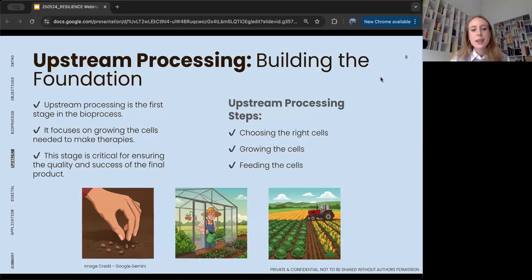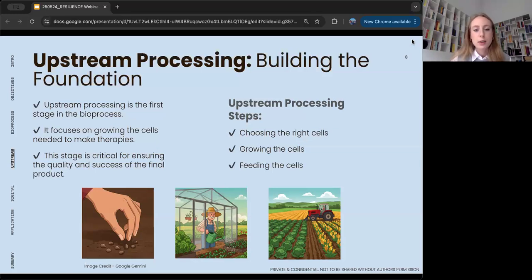So upstream processing is the foundation of the entire bioprocess and is critical because the quality of the cells directly impacts the success of the final product. So here on the right-hand side, we have some of the main stages that are included in upstream processing, starting with choosing the right cells. We carefully select the cells that are best suited for producing the desired therapeutic product, whether that's a specific protein, antibody, or a gene. Then we grow the cells.